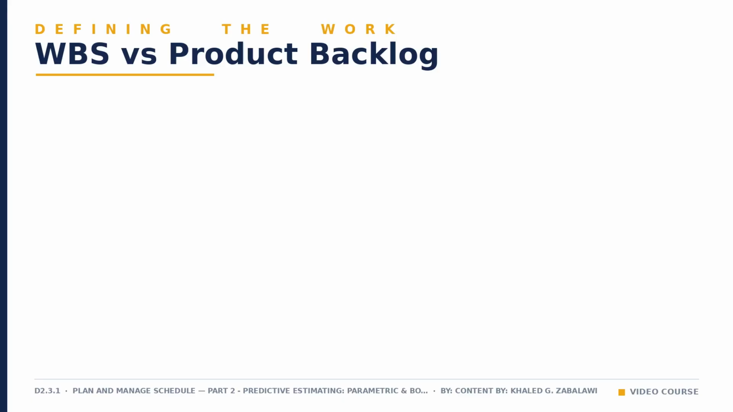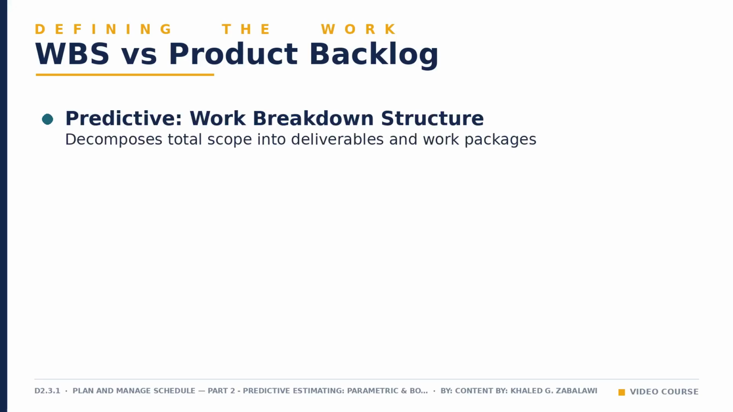Before you can estimate anything, you need to know what you're estimating. Predictive and adaptive projects define that work in two very different ways. In a predictive project, you define activities using the work breakdown structure, or WBS. It decomposes total project scope into deliverables, then work packages, then the activities you will estimate. This gives you a complete, fixed inventory of the work before estimating begins.